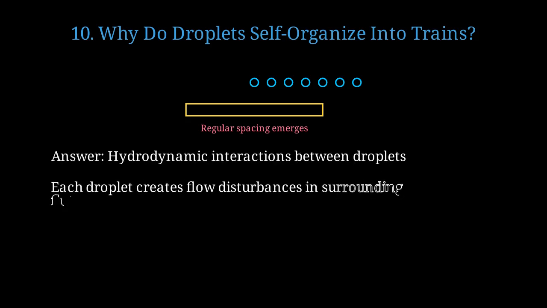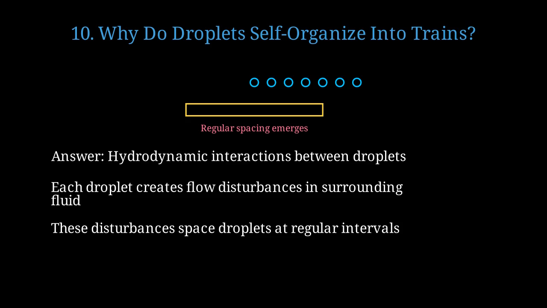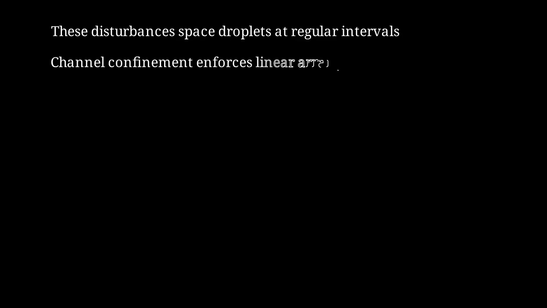Each droplet creates flow disturbances in the surrounding continuous phase fluid. These flow disturbances naturally push droplets apart, creating regular spacing. The narrow channel confinement forces droplets to arrange in a single-file line. The spacing between droplet centers is typically 1.5 to 3 times the droplet diameter.